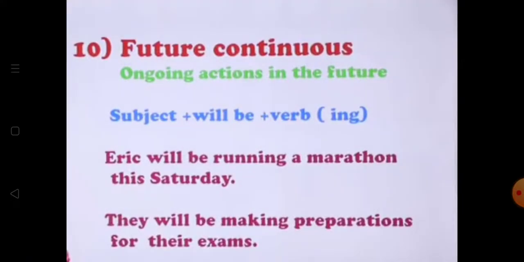The next is future continuous. We use future continuous when we are talking about ongoing actions in the future. And the rule for it is subject plus will be plus verb ing. For example, Eric will be running a marathon this Saturday. They will be making preparations for their exams. So these are ongoing actions in the future.